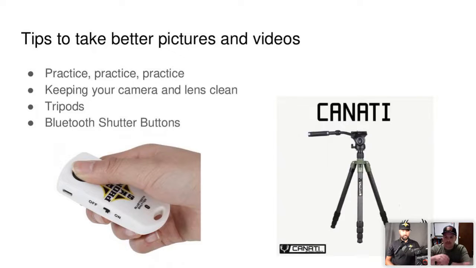So with digiscoping, a fluid head is absolutely my favorite thing to have. It just makes tracking a lot smoother and a lot easier versus, say, a ball head or even a less expensive friction type head. And with your tripod, you do want to make sure that combo, the legs and the head, is heavy duty enough to handle the weight of your optic and the phone.